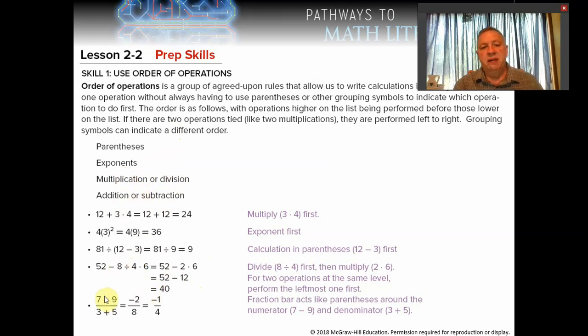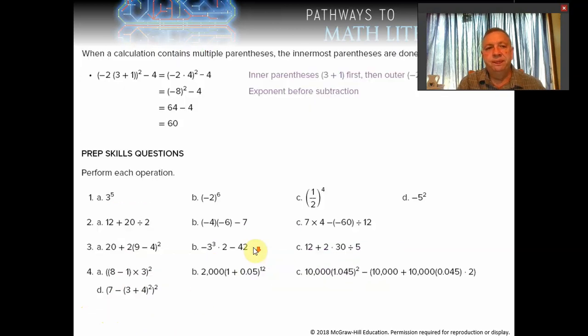So here's another one, like we looked at last time, where I've got operations in the numerator and operations in the denominator. I want to do the things in the numerator and take care of those first. Those are at the lowest part of the list, but I've got to do those first because this is grouped together with that long fraction sign. So negative 2 divided by 8, negative 1 divided by 4.